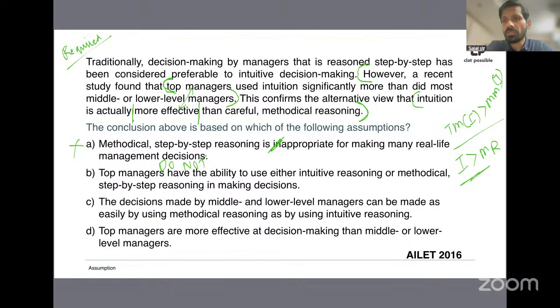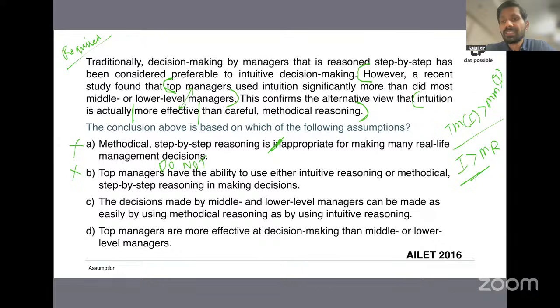No. Look, the statement given to us was top managers use intuition significantly more than did most middle or lower level managers. The claim was never that top managers can use intuition and methodical both, right? So, B, if I deny it, it does not really harm the argument. So, B is also not necessary, right? Okay, so while you are solving such a question in the exam, you might just want to hold on to B, because you're not immediately able to eliminate it, and that's okay, right?